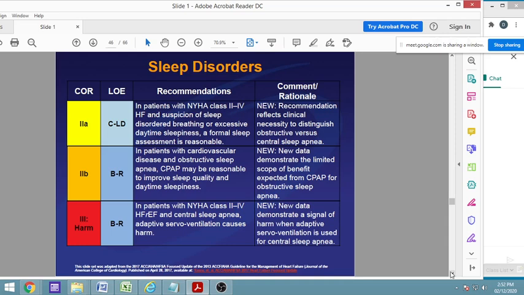Then for those who have sleep disorders, servo ventilation should not be used. This is a mechanical ventilation which is given for sleep apnea. It should not be given; it can cause harm rather than benefit. Then the other one which is beneficial is in patients with excessive daytime sleepiness. Formal sleep assessment is done, and accordingly treatment can be given to patients who have cardiovascular disease and obstructive sleep apnea. So these treatments are given so that there can be improvement in activity.